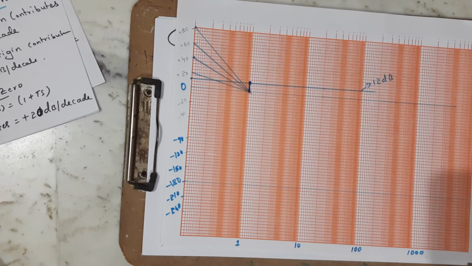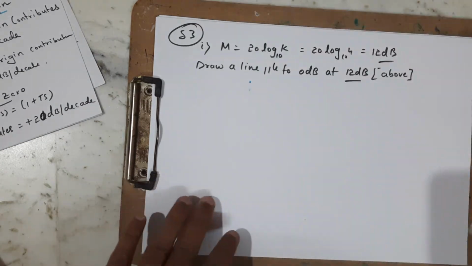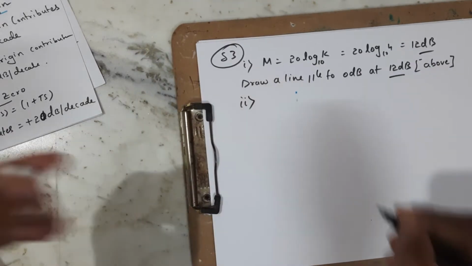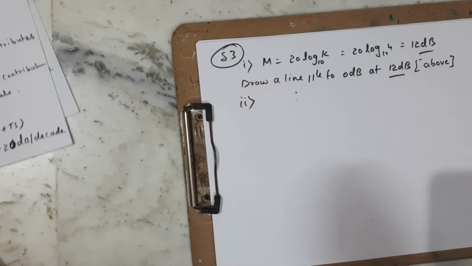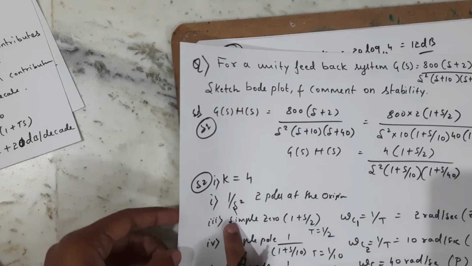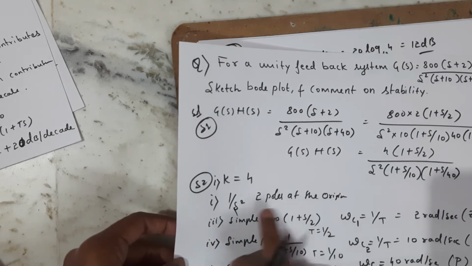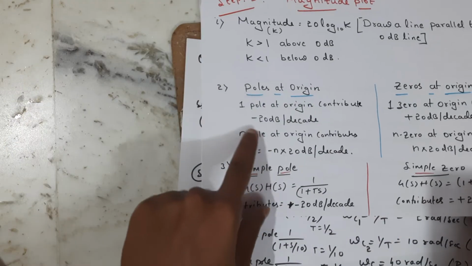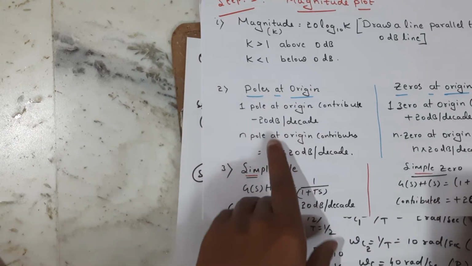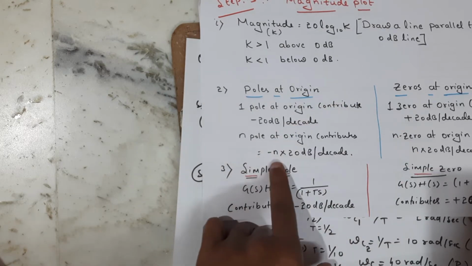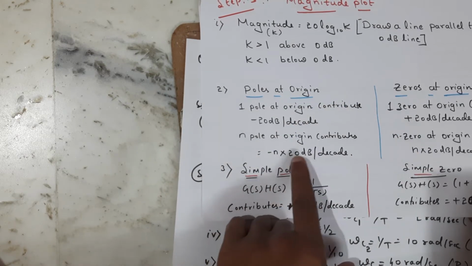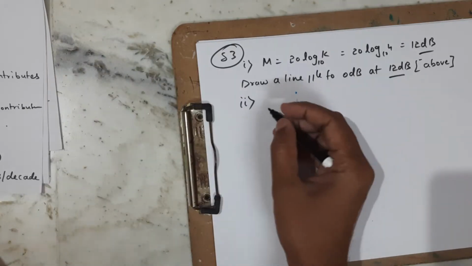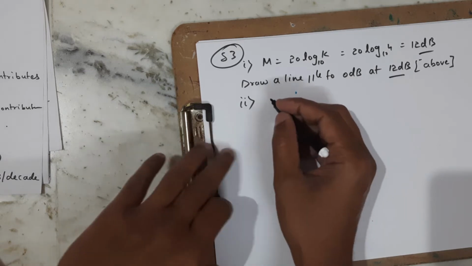Next factor. What is the next factor? Let us see. We have the second factor in step number 3. How many poles at the origin? 2 poles at the origin. What is the contribution of poles at the origin? One pole contributes minus 20 dB. Here we have 2 poles at the origin, therefore n into 20, that is 2, minus 2 into 20, that is minus 40 dB per decade. That I am going to mention here.